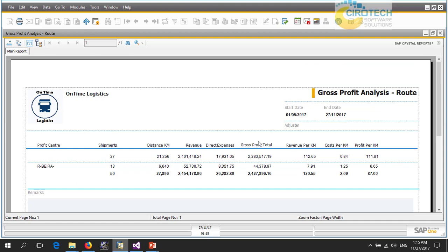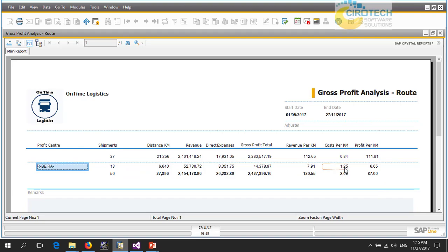And for the period of time that we have run this report, it shows us that there is a route code, the Beira route code, with 13 shipments and with the cost per kilometer of 1.25.